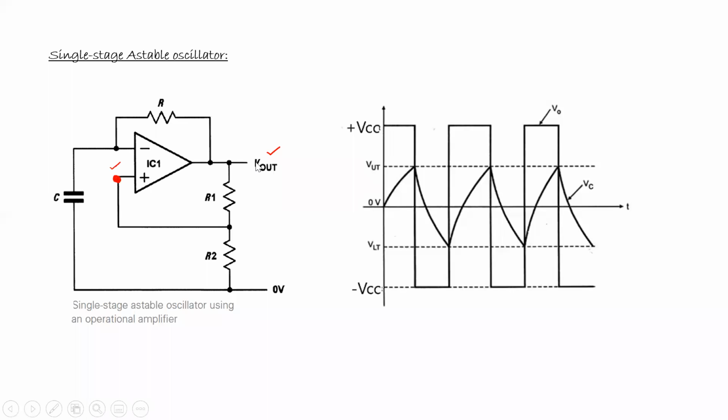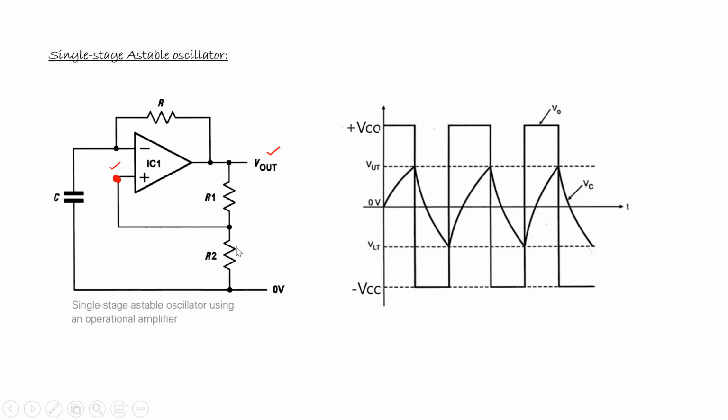Okay, so this is the output. The input is the non-inverting terminal and the output is here, so there will not be any phase shift. Which means that which type of feedback is this? Positive feedback.